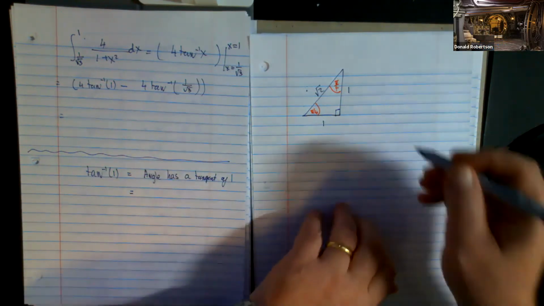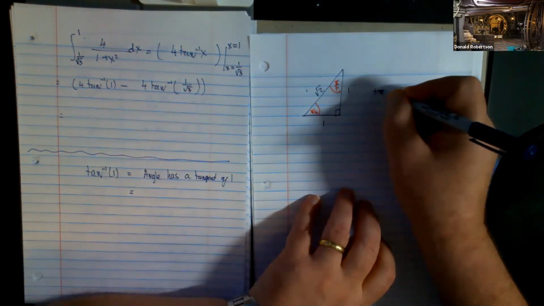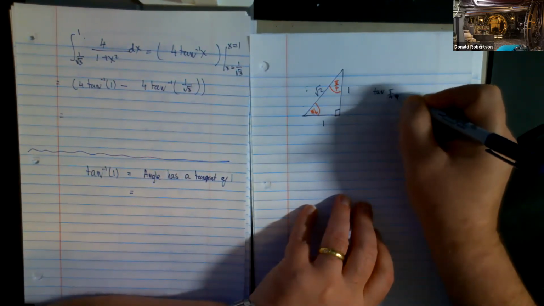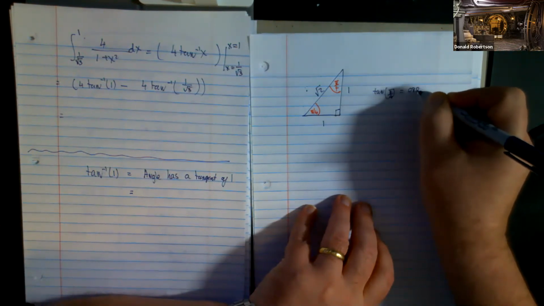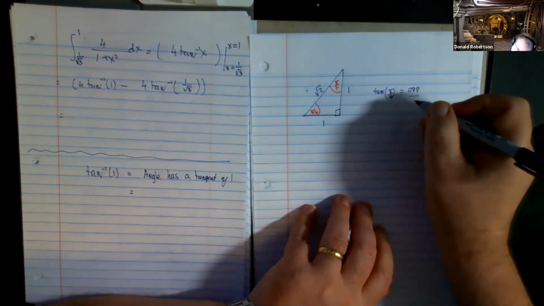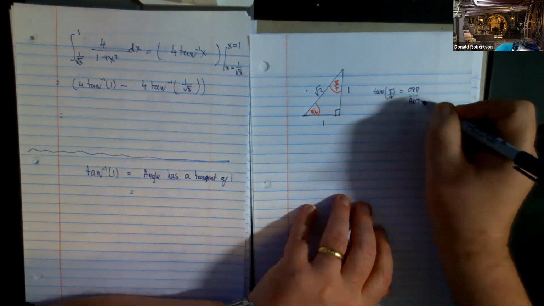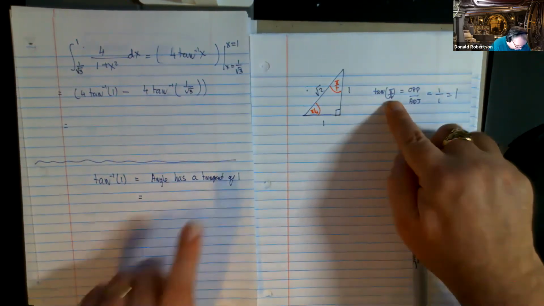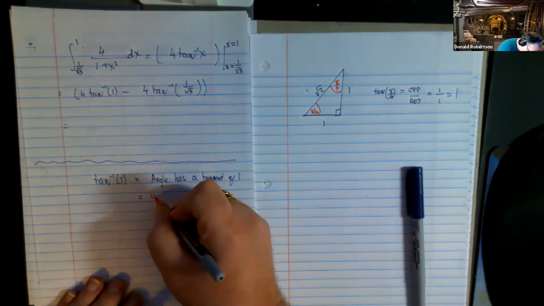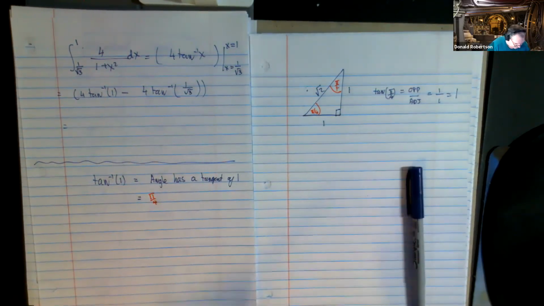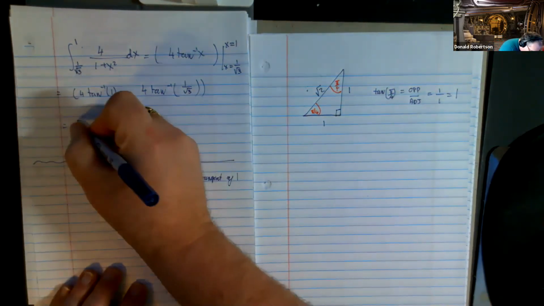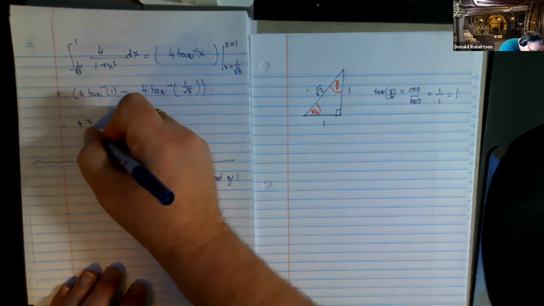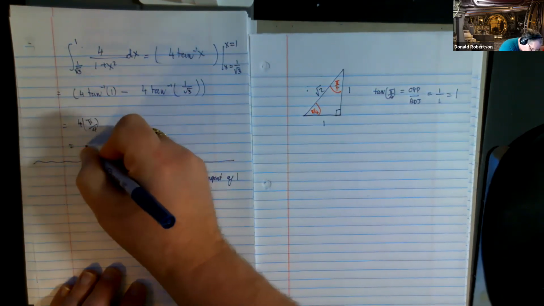Now, for example, if I wanted to find the tangent of pi upon 4, according to SOHCAHTOA, it's opposite over adjacent, and in this case, it's 1. So what angle has a tangent of 1? Pi upon 4 has a tangent of 1. So 4 inverse tans of 1 become 4 pi upon 4s, which simplifies down to pi.